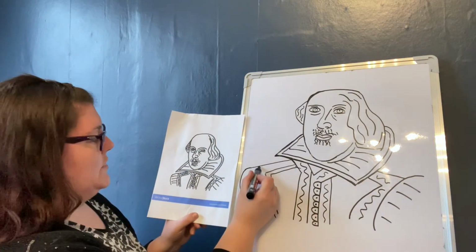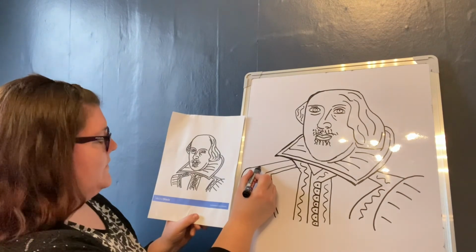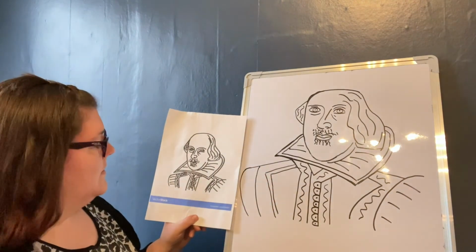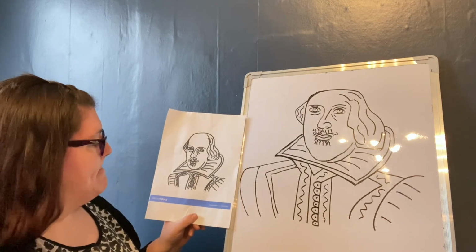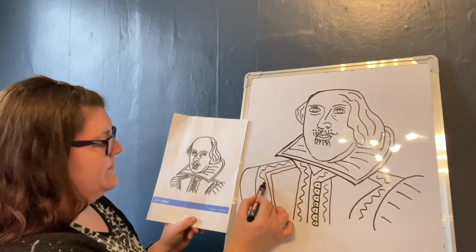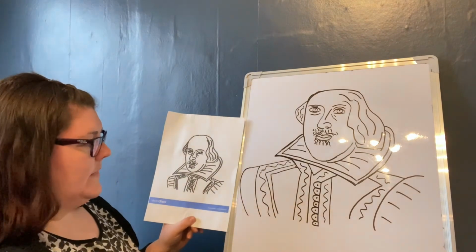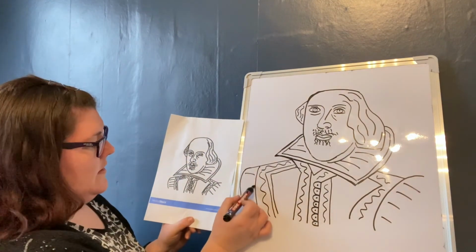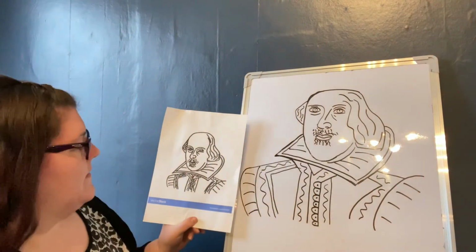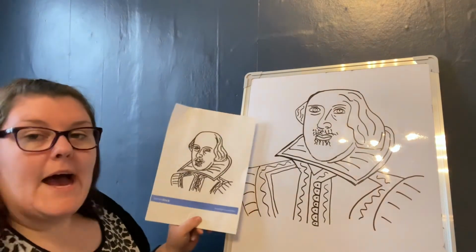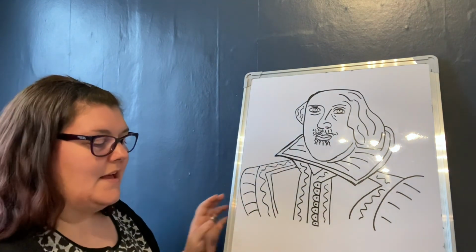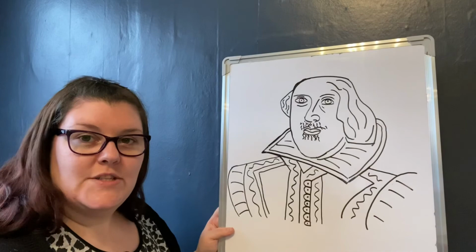And then I'm just going to do one more line that goes from here to here. And inside here, I'm going to do a wiggly line. And inside here, I'm going to do some lines to show his puffy sleeve. And that is our drawing of William Shakespeare, all finished.